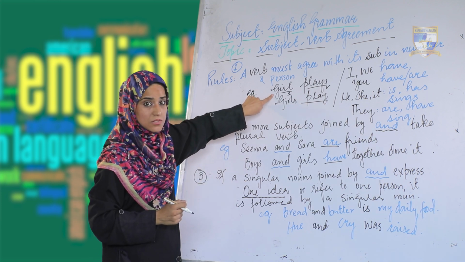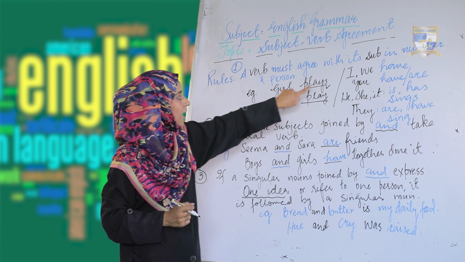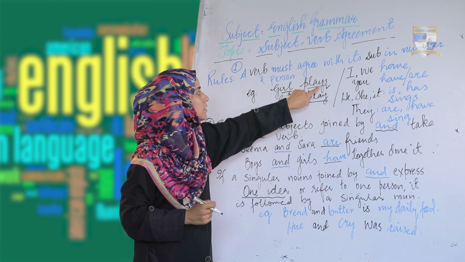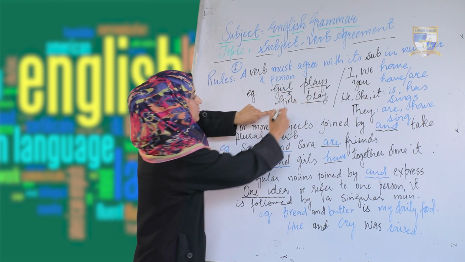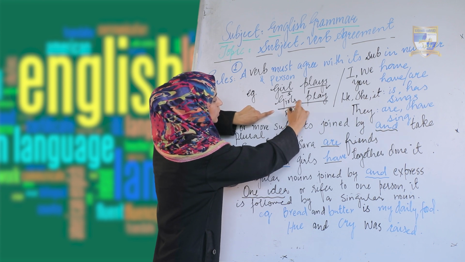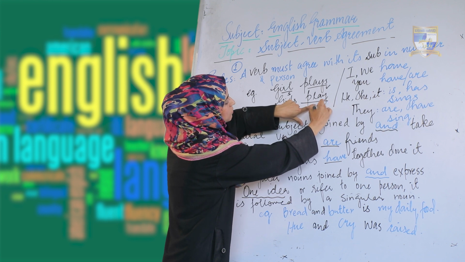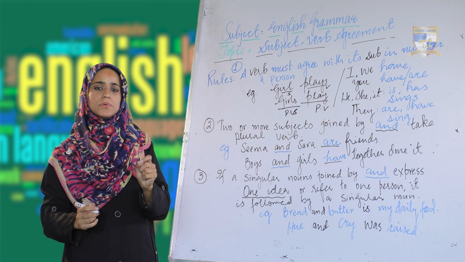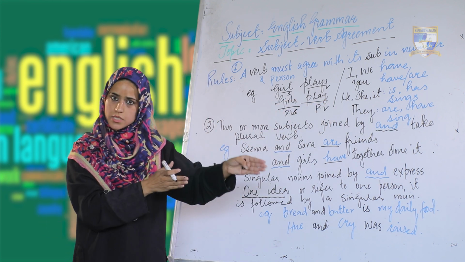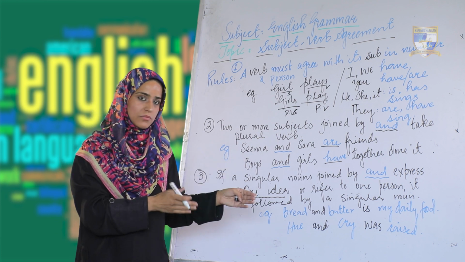Here we have a singular subject, girl, and the verb, it's also singular, plays. Here our subject, girls, is a plural subject, and play is a plural verb. So simple, rule number 1, singular subject, singular verb, plural subject, plural verb.